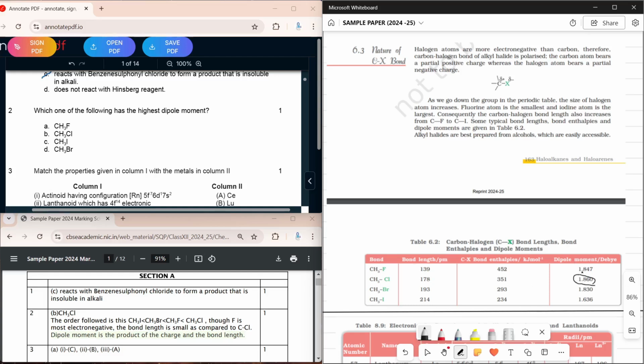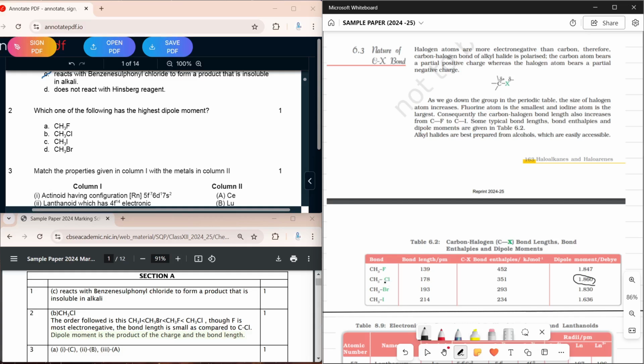Now, you might be thinking, if fluorine is more electronegative, obviously it has to have the highest dipole, but that's not the case because the size of the fluorine atom is smaller than that of the chlorine atom. Because of this difference in size between fluorine and chlorine, you have a difference in the dipole moment. Dipole moment is basically a product of the charge and the bond length. So if you notice, the bond length for CH3Cl is larger compared to that of CH3F. And because of that, and because of the relatively high electronegativity of chlorine compared to the ones below it, you have the higher dipole moment for CH3Cl.